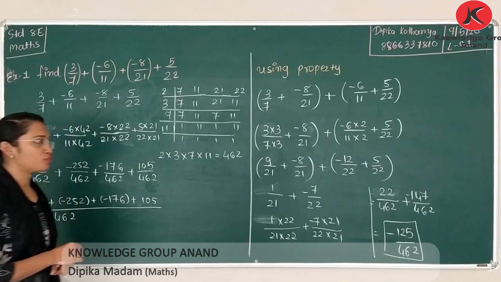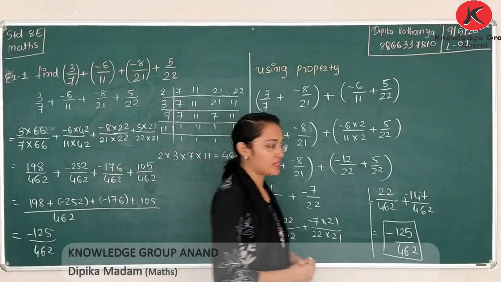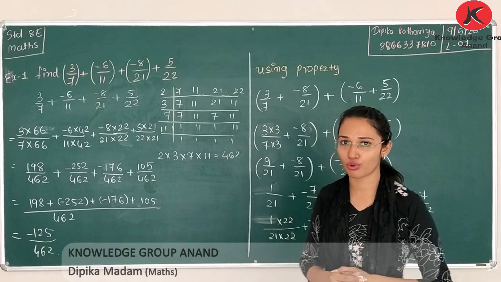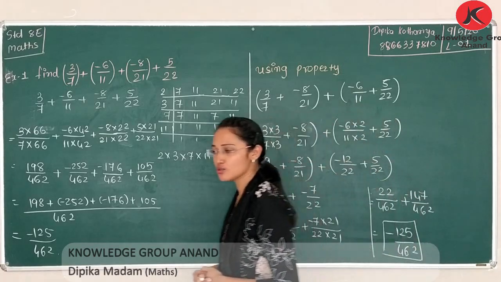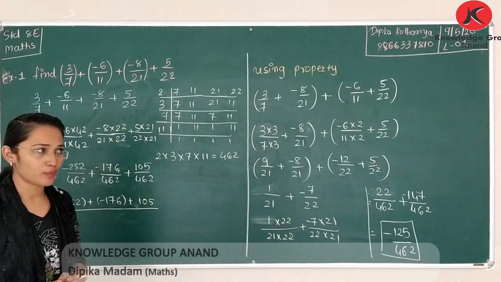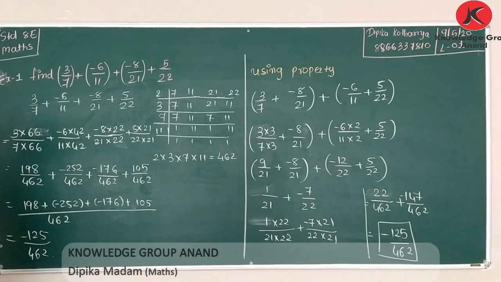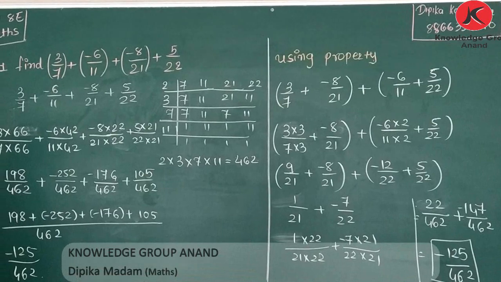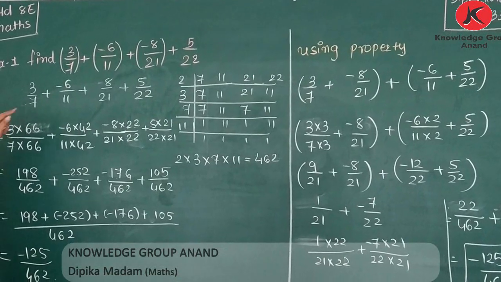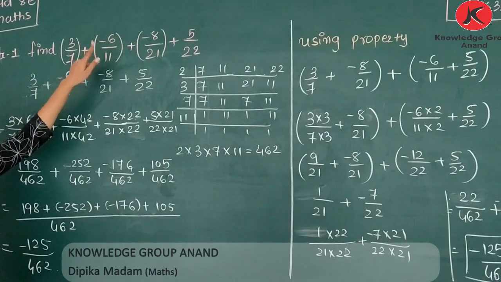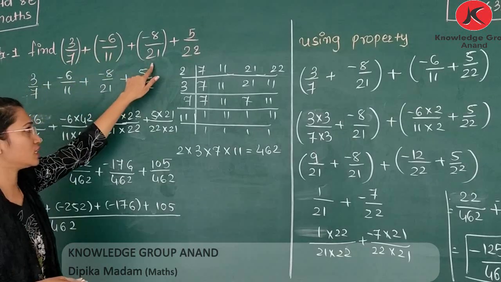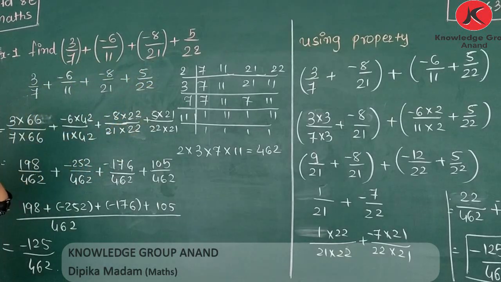Welcome back, friends. Up to now we have learned three properties of rational numbers, that is closure, commutative and associative. Now, how do we use these properties in the examples we learn? Here in your textbook, the first example is given. Find 3 by 7 plus minus 6 by 11 plus minus 8 by 21 plus 5 by 22.